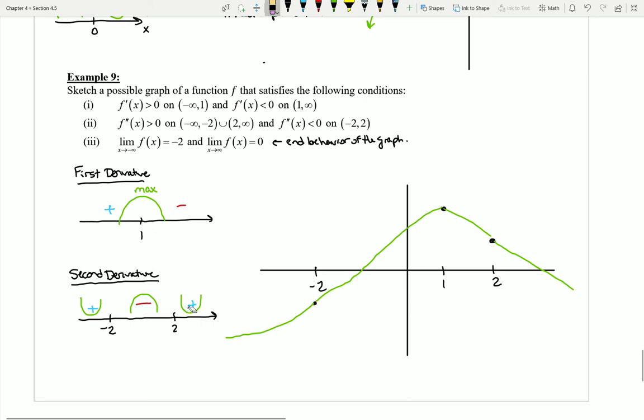Now from -2 to 2, I should have a downward facing direction. So let's try to reshape that. Maybe from here my graph goes up. Wait, but this is supposed to be a maximum, so I should be careful how I sketch that. This is the highest point that I reach, and once I reach that point, I go down to here. Okay, so concave down. Now I see that from 2 on, I should be concave up.